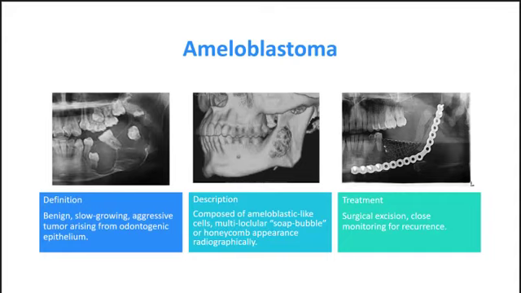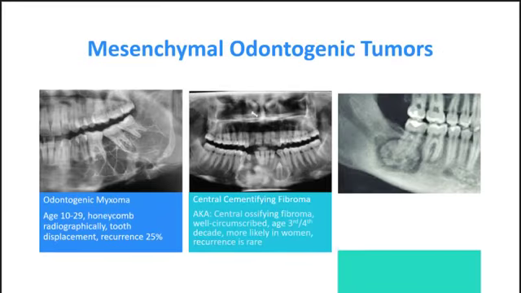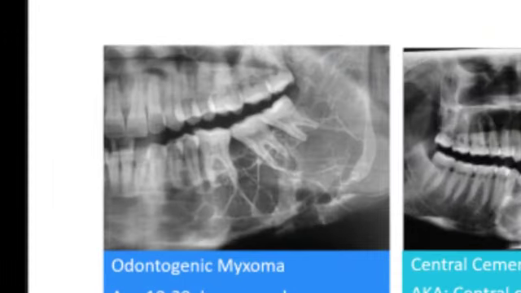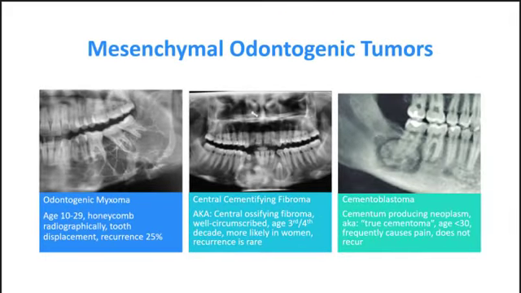So in the list of epithelial odontogenic tumors, this is the one you really want to remember the most and the one you're most likely to encounter in your career, even though they're still pretty rare. There are 3 mesenchymal odontogenic tumors that we're going to discuss. The first is an odontogenic myxoma, which is a benign tumor. And you'll notice in the picture here that these have a honeycomb appearance radiographically. They can cause tooth displacement, and they typically occur in younger people. So despite excision though, these tumors tend to have about a 25% recurrence rate.